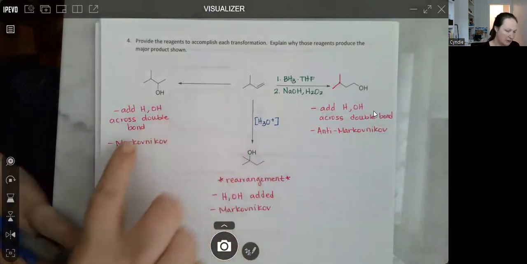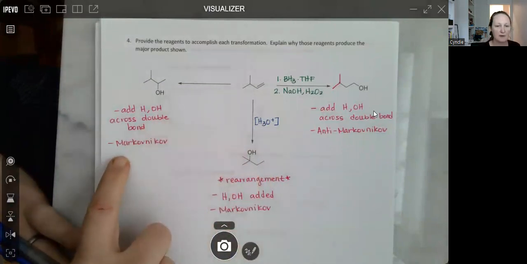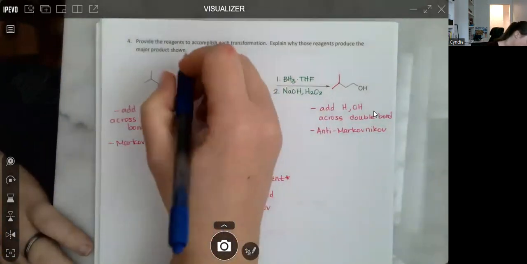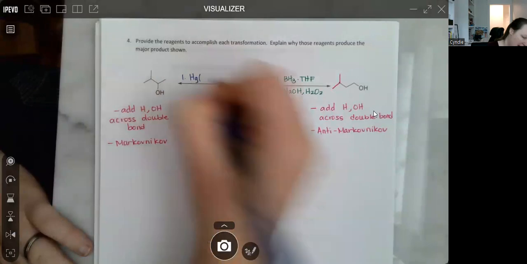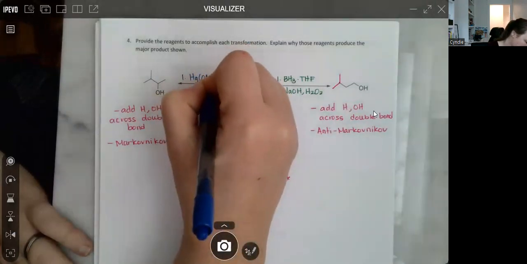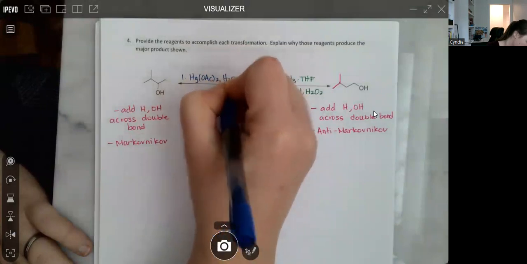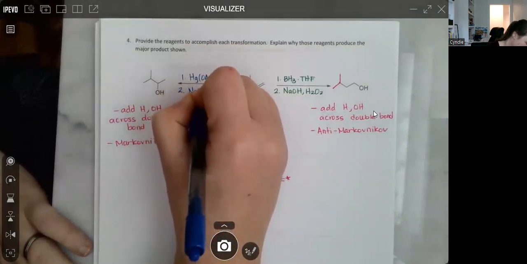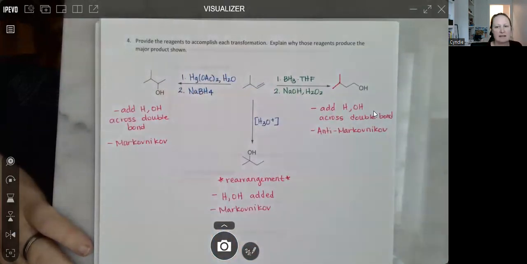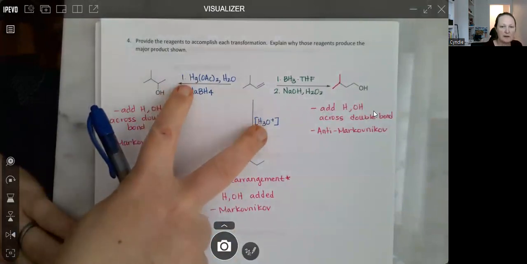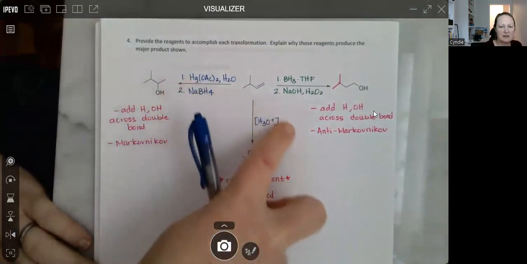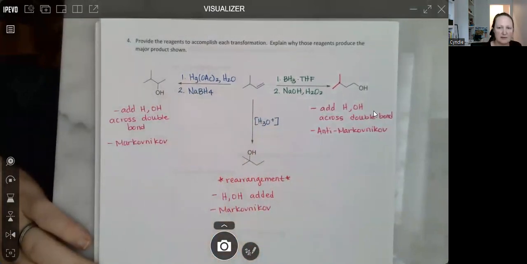And then in order to do hydration with Markovnikov regioselectivity and no rearrangement, we do the oxymercuration, demercuration conditions. So we want to remember how to write that. So mercuric acetate, water, followed by sodium borohydride in the second step. So both of these give a Markovnikov hydration product, but these conditions are subject to rearrangement, and these conditions are not.